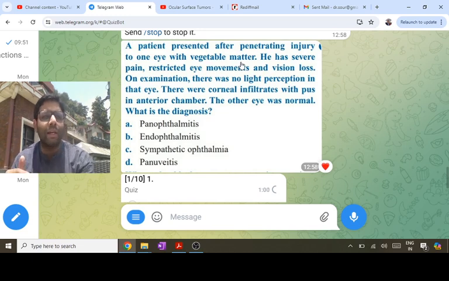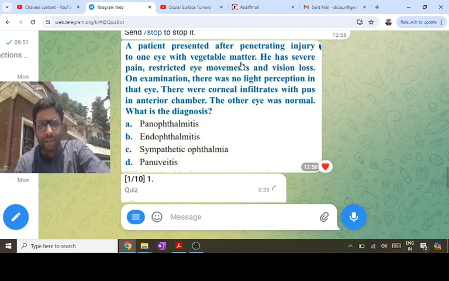Endophthalmitis means the inner layers are involved and the outer layers are spared. That is not it, and neither is panuveitis. In panuveitis, the cornea and sclera are not involved. Sympathetic ophthalmia is an example of panuveitis, but the cornea and sclera are not involved. There are no corneal infiltrates in sympathetic ophthalmia panuveitis, and sympathetic ophthalmia is not in the question itself. Many people have answered this question wrongly.